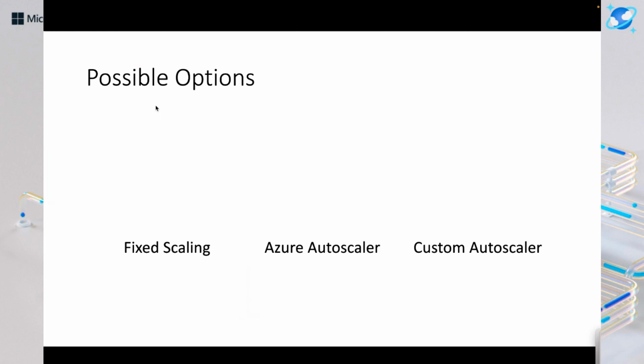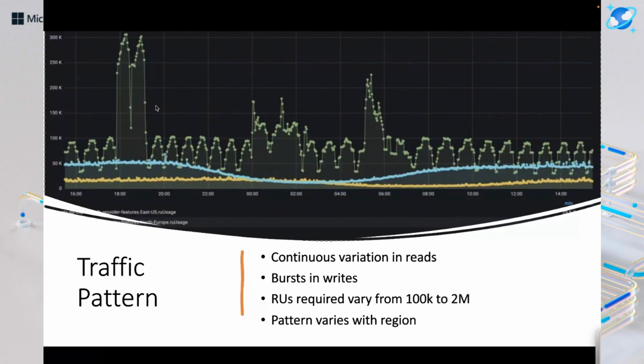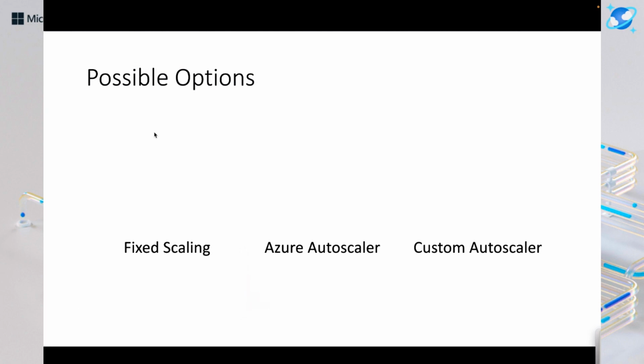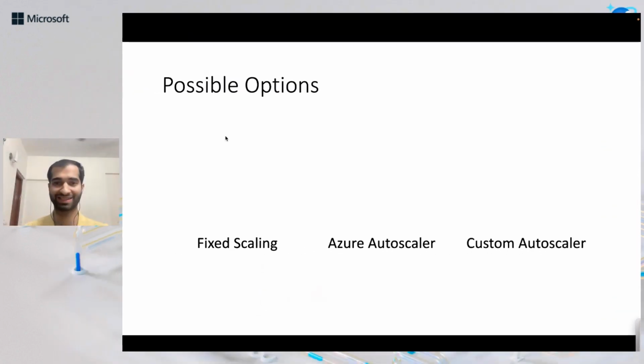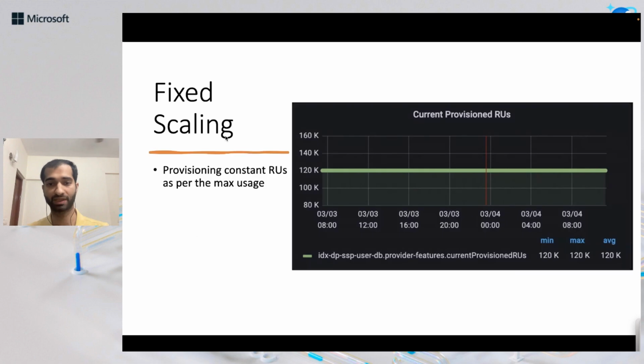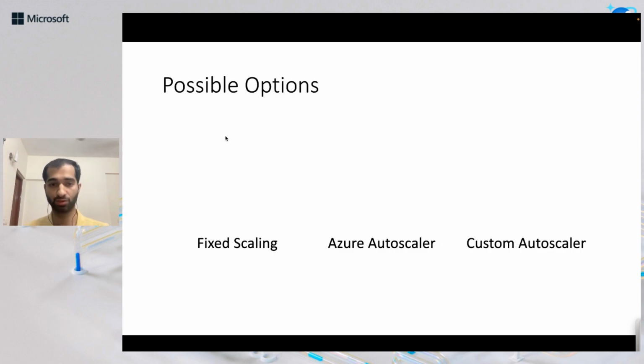Given that there is so much variation in the traffic, we have a few options for scaling and for setting the RUs. These options are fixed scaling, which is basically just setting a constant number of RUs and forgetting about it; then we have the Azure Autoscaler; and then we have a custom autoscaler that is an in-house solution.